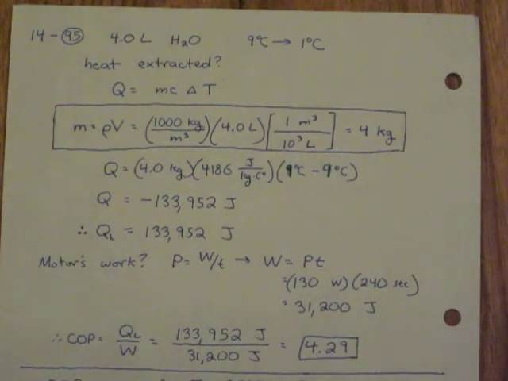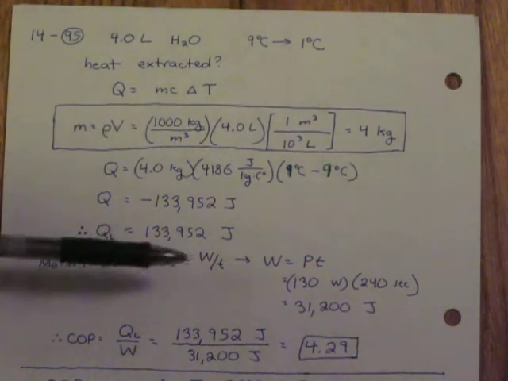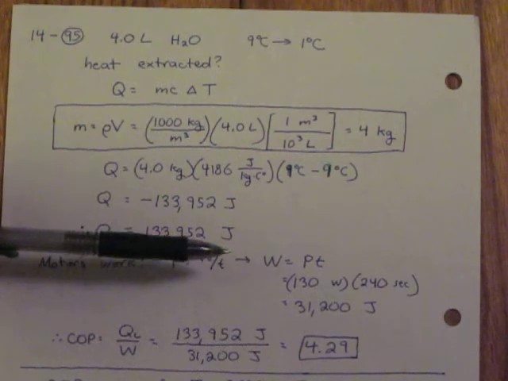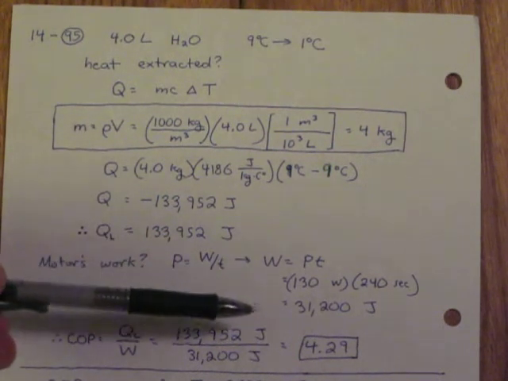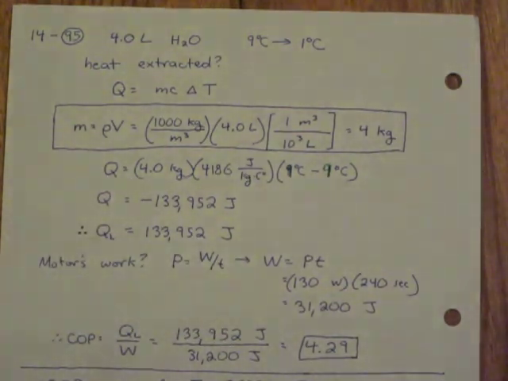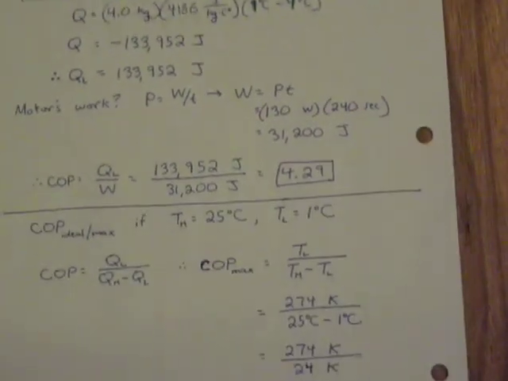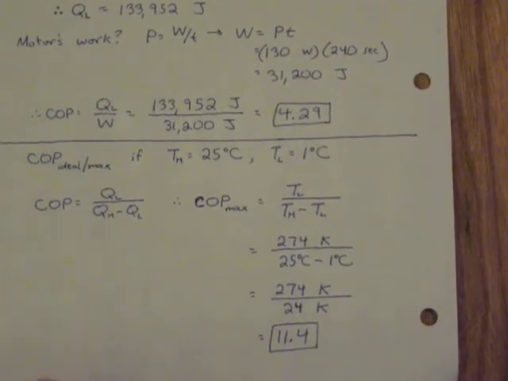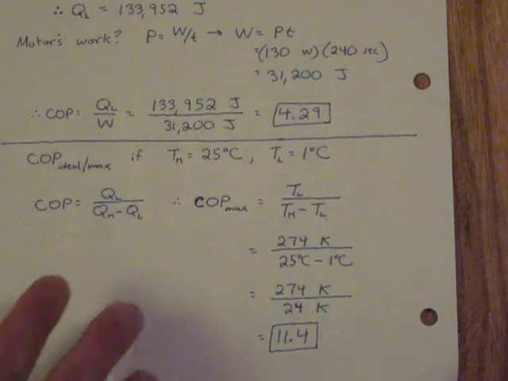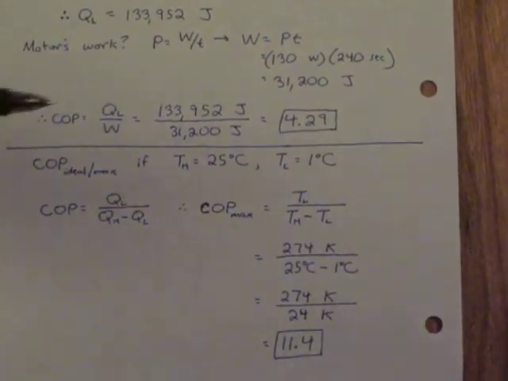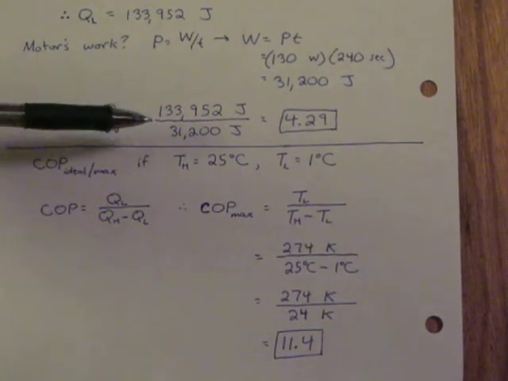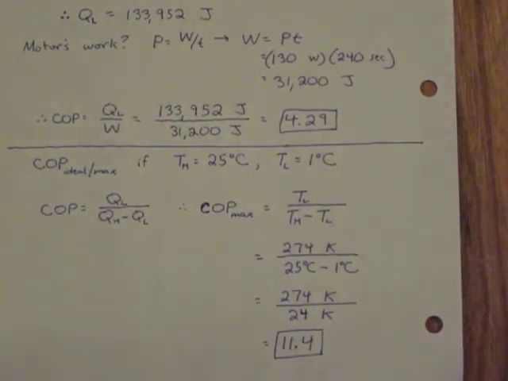So what is the motor's work? We need to remember that power equals work divided by time. Therefore, work equals power times time. We have 130 watts times 240 seconds. So the work is 31,200 joules. Now we can figure out what the coefficient of performance of the refrigerator is. QL over W, plug in those numbers, and you get a coefficient of performance of 4.29.